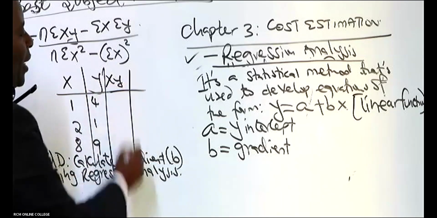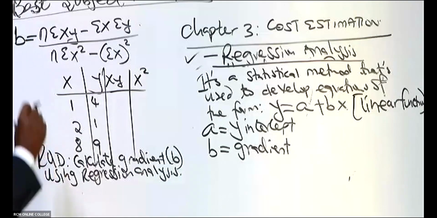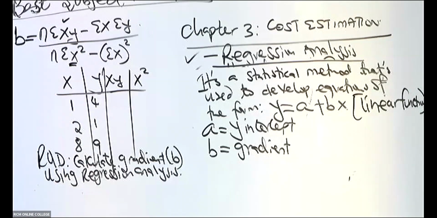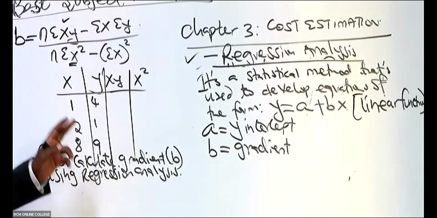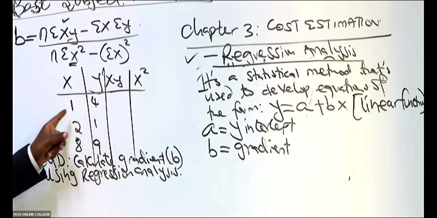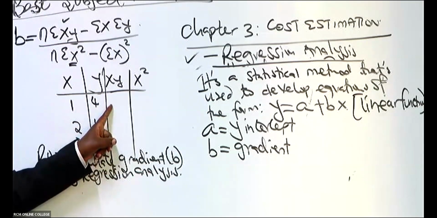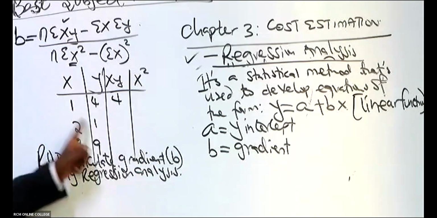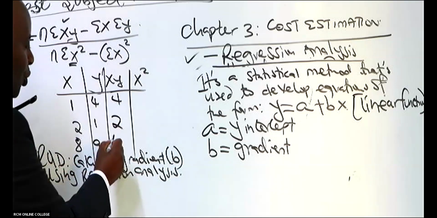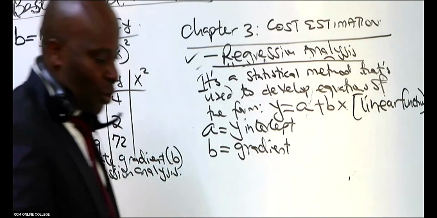We have X and Y, and then we need a column for getting XY and a column for getting X squared. So please go ahead and multiply for me. We create these columns here. 1 times 4 gives me XY, so this gives me 4. 2 times 1 gives me 2. 8 times 9 gives me what figure? 72. Thank you very much.